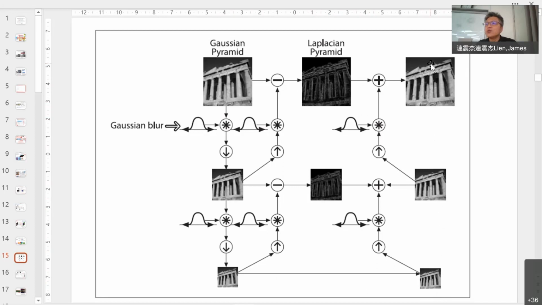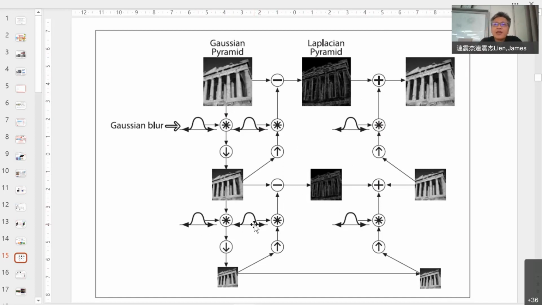If you want to have more detailed information compared with the original one, you need to have high frequency information plus together back to here. So how can we get the high frequency information? Here the way is a Gaussian minus Gaussian. Gaussian minus Gaussian become what?